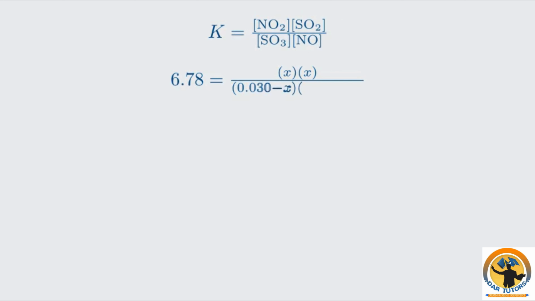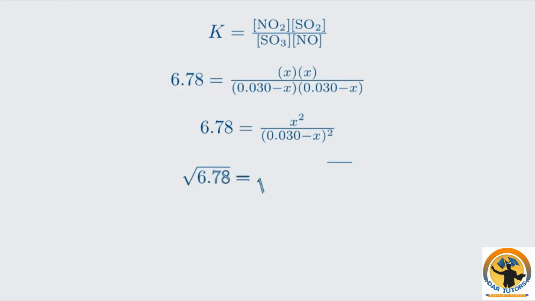K equals the product concentrations over the reactant concentrations. This gives 6.78 equals X times X divided by 0.03 minus X times 0.030 minus X. This simplifies to 6.78 equals X squared over (0.030 minus X) squared. This is a quadratic equation, but a special kind. Because both the numerator and denominator are perfect squares, we can simplify by taking the square root of both sides. The square root of 6.78 is approximately 2.60. The square root of the right side is X over 0.030 minus X. Now we have a simple linear equation to solve.